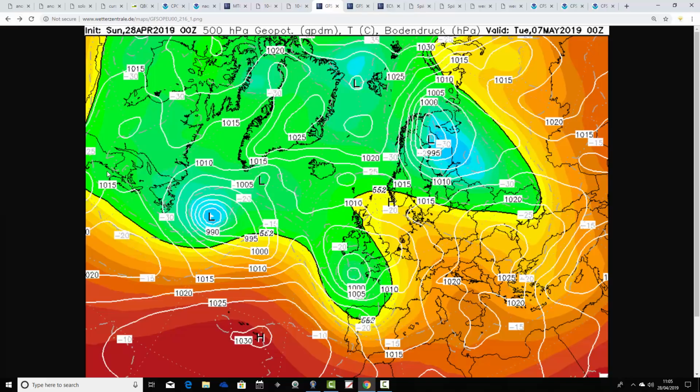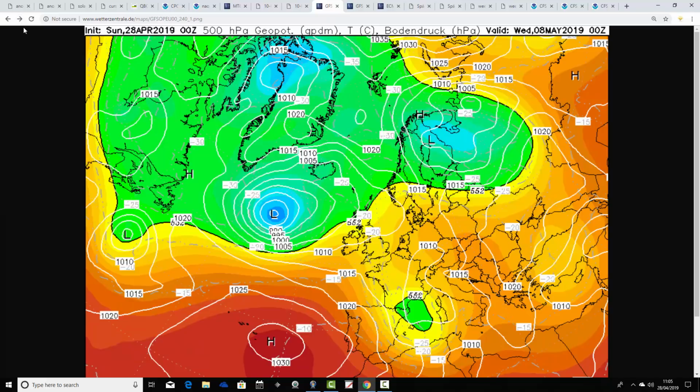So again, so much uncertainty about this May Day bank holiday weekend. Last night when we did that fourth May Day bank holiday update, it didn't look too bad at all really, but things have deteriorated again overnight for this bank holiday weekend.